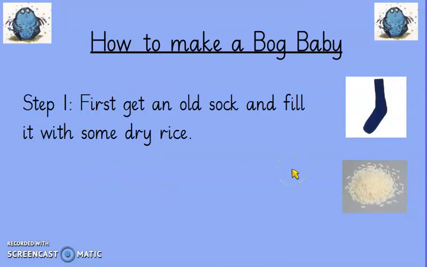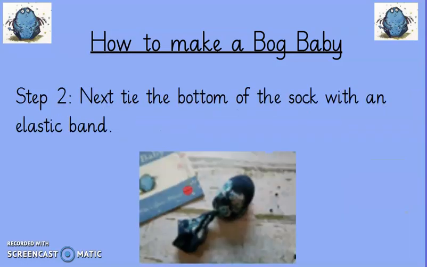So step 1. First, get an old sock and fill it with some dry rice. Step number 2. Next, tie the bottom of the sock with an elastic band. As you can see in my picture, it's a little bit difficult because the picture's a little bit fuzzy on your screen probably. Just tie it here at the bottom, okay? To secure it so the rice doesn't fall out of your sock.